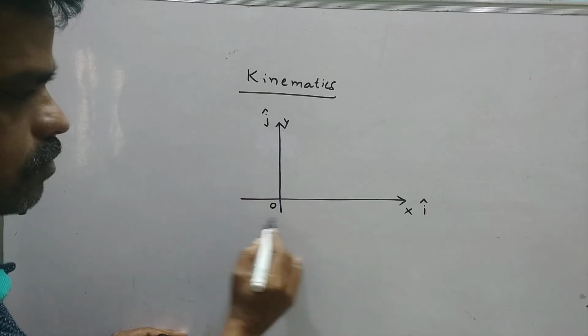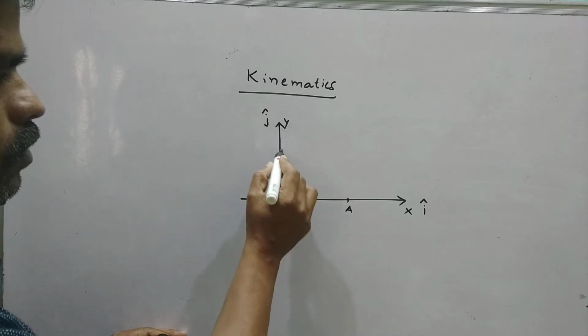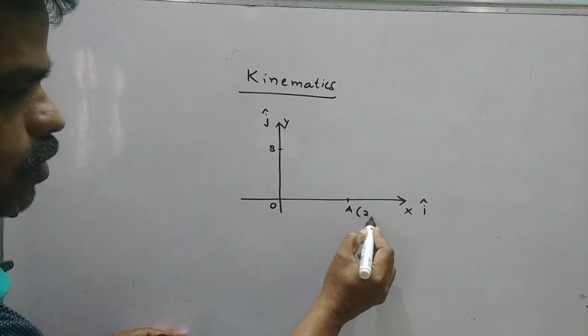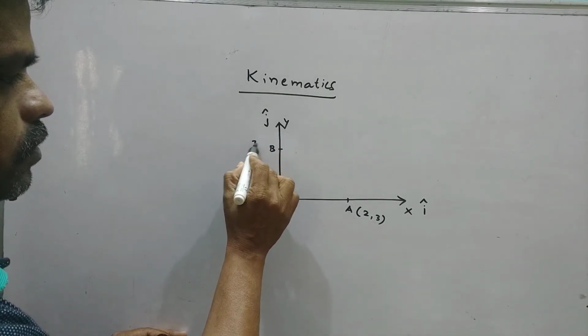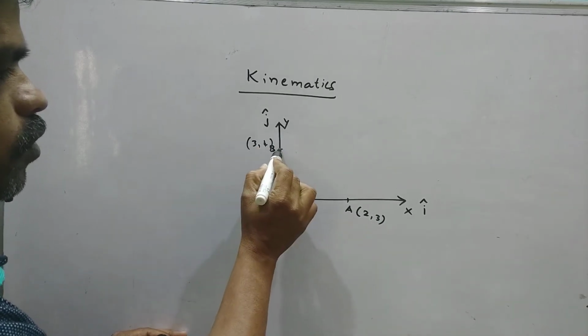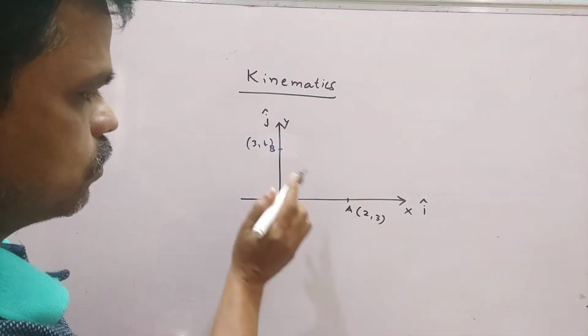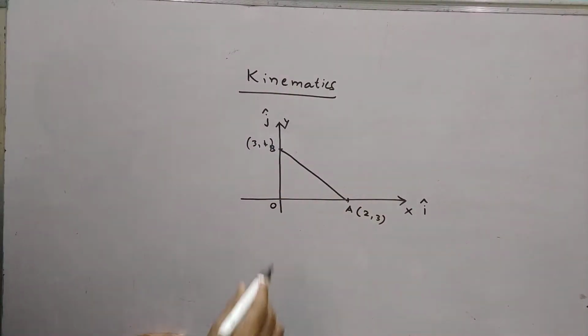This is the origin. So the coordinate point A, here the point B. The coordinates of point A are 2, 3. Point B coordinates are 3, 4. So now I want the vector form of AB.